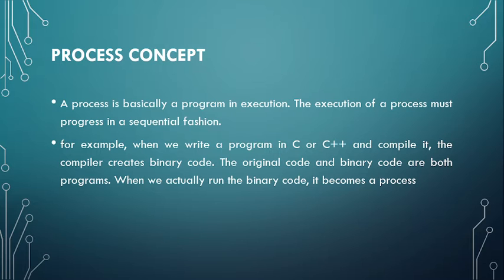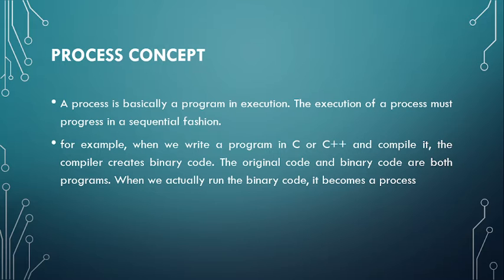In simple words, a process is a program in execution. The execution of a process must progress in a sequential fashion. When we write a program in C or C++ and compile it, the compiler creates binary code. The original code and binary code are both programs. When we actually run the binary code, it becomes a process. So, a source code is represented in binary format as a binary code, and that binary code is going to be loaded into the memory. Then the CPU is going to read the instruction, then it starts execution.